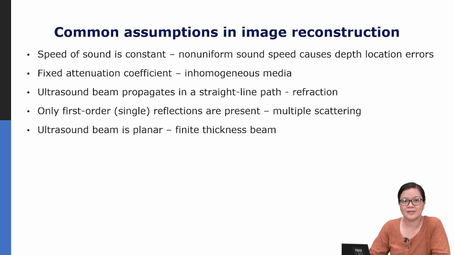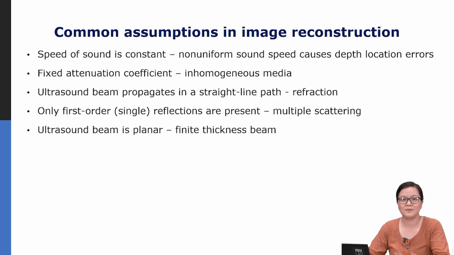For instance, one assumption is that throughout the entire tissue of interest, the speed of sound remains constant. In most ultrasound systems, 1540 meters per second is the constant speed of sound in the system. However, as we know previously, different tissues have various sound speeds, and non-uniform sound speed in the tissue can cause depth location errors, meaning that the distance at which the tissue actually is, is not being portrayed in the ultrasound image.